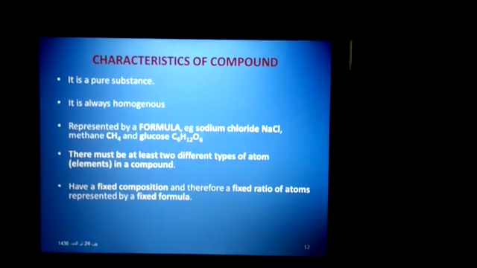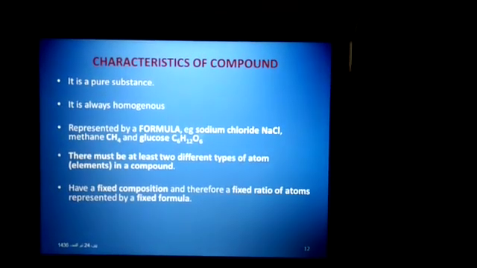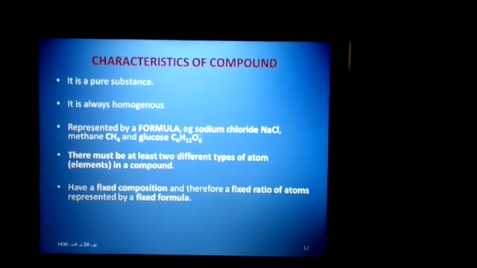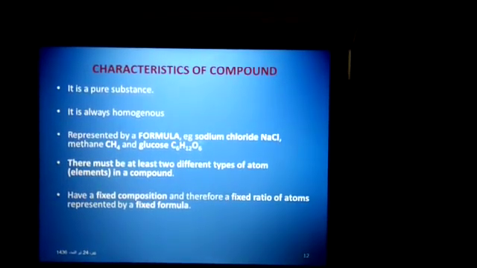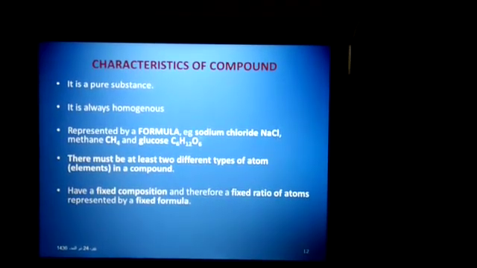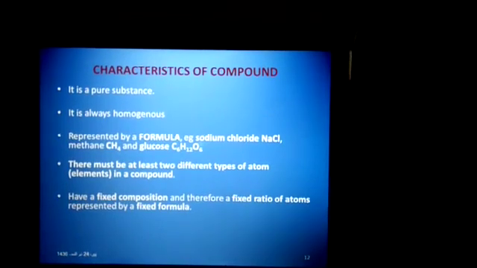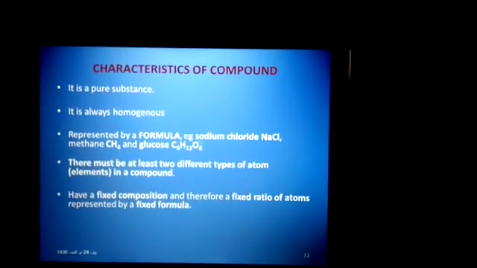There must be at least two different types of atoms in a compound. Last point, compounds have a fixed composition and therefore a fixed ratio of atoms, represented by a fixed formula. So these are the characteristics of a compound.